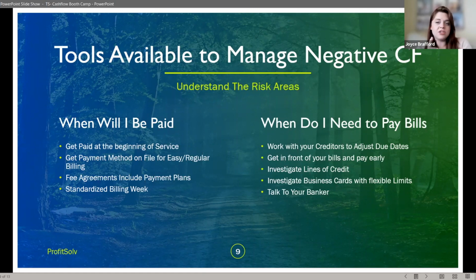Firstly, to manage the when-will-we-get-paid category, you need always, if possible, to get paid at the beginning of service. You might not feel comfortable putting that money in your operating balance. I totally understand that. You might want to hold on to it and classify it as an operating retainer. You might want to hold on to it in trust and bill against it periodically as part of a payment plan. That is completely acceptable, but get money up front so you have it.